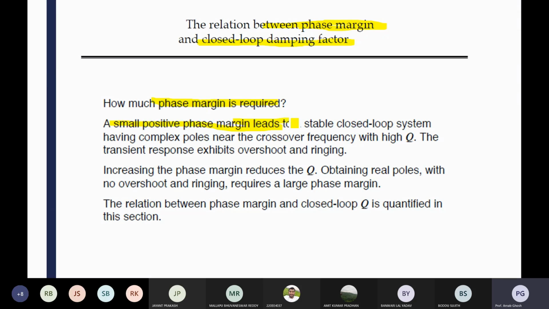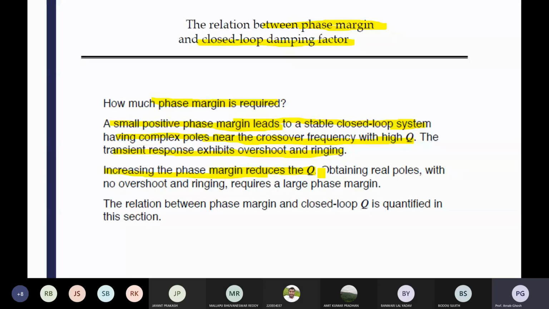Having a complex pole near the crossover frequency with high Q, the transient response exhibits overshoot and ringing. That ringing effect and overshoot come due to the complex pole nearer to your crossover frequency. Increasing the phase margin reduces the value of Q. If you increase the phase margin, your Q value is reduced, meaning the peaky nature will be reduced, obtaining a real pole with no overshoot and ringing. So keep in mind that the phase margin should be in a moderate zone to reduce ringing and overshoot.